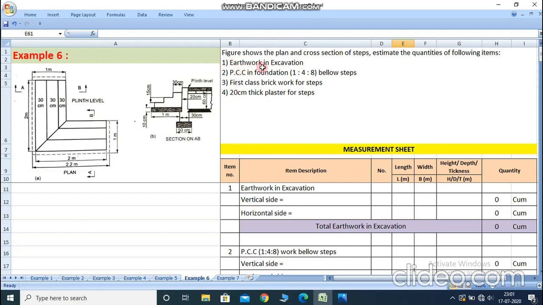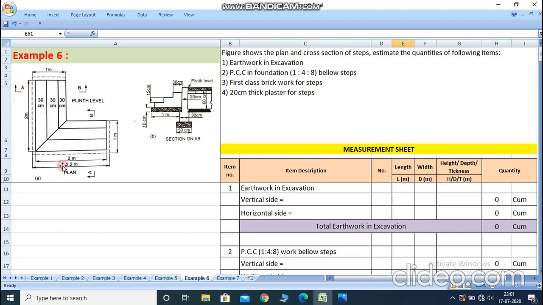First is earthwork in excavation. Second is PCC in the foundation. Here the PCC ratio is given as 1:4:8, and the PCC work is provided below the step. Third, we calculate first class brickwork for the step, and fourth, we calculate 20 centimeter thick plaster for the steps, and also side plaster.